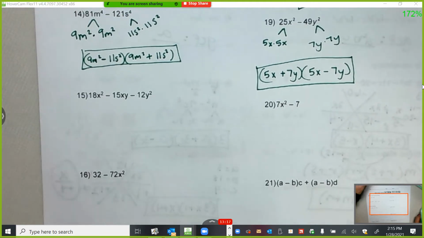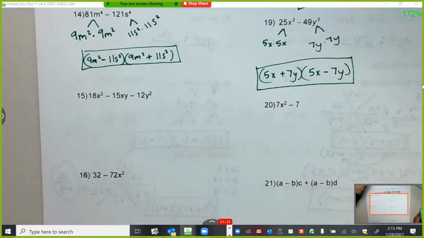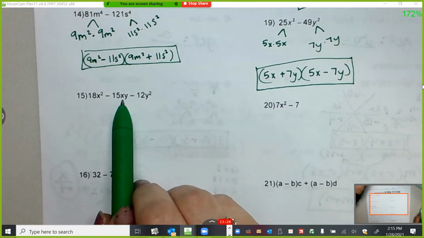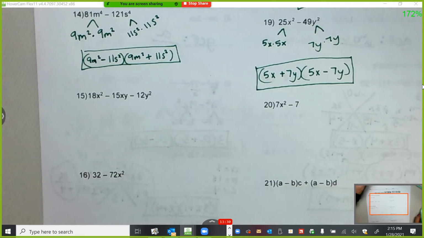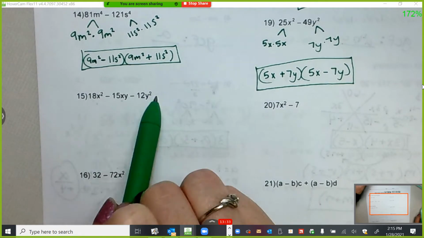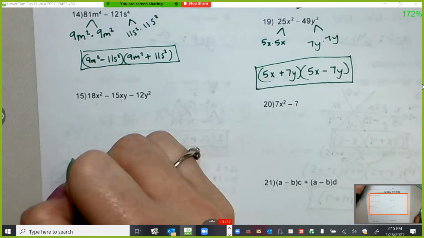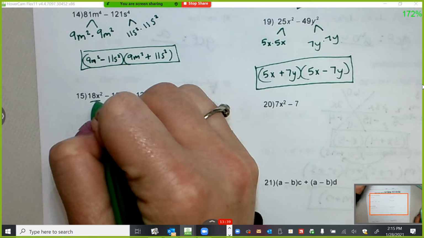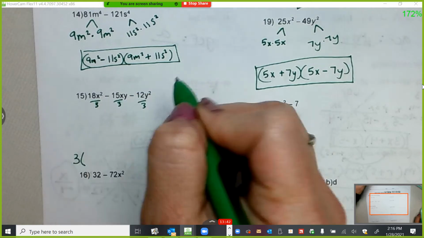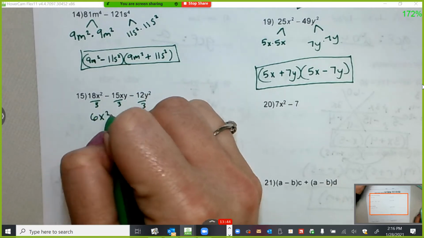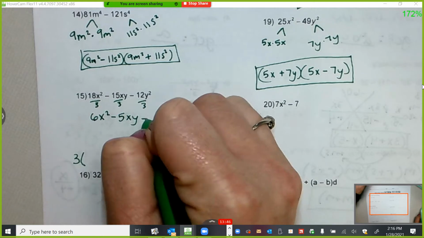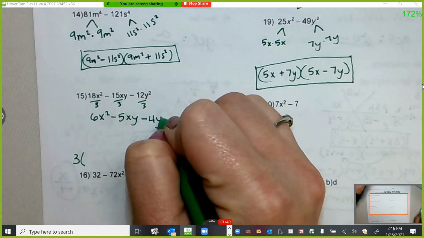Now number 15 is one of the ones that y'all don't like. Either y'all skip it, or you struggle, or maybe you do it perfect, I don't know. But this one does have a GCF we recognize, hopefully. I know that 3 can go into all 3 of those numbers, okay? Now this has x squared, this has xy, and this is y squared. They do not all 3 have the same letter, so we cannot take that out. So when I take out that 3, I'm going to put it down here for part of my answer. And I get 6x squared minus 5xy minus 4y squared.